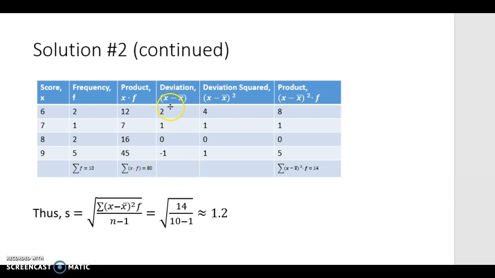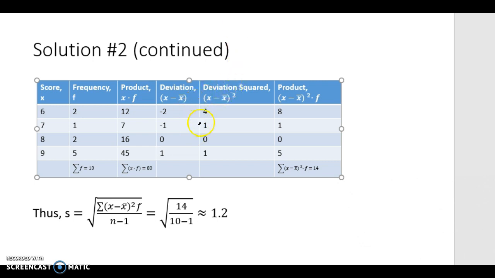So now I'm going to go ahead and find my deviations. That's going to be my score minus my mean, which should be a negative 2. And 7 minus 8 is negative 1. 8 minus 8 is 0. And 9 minus 8 is 1.